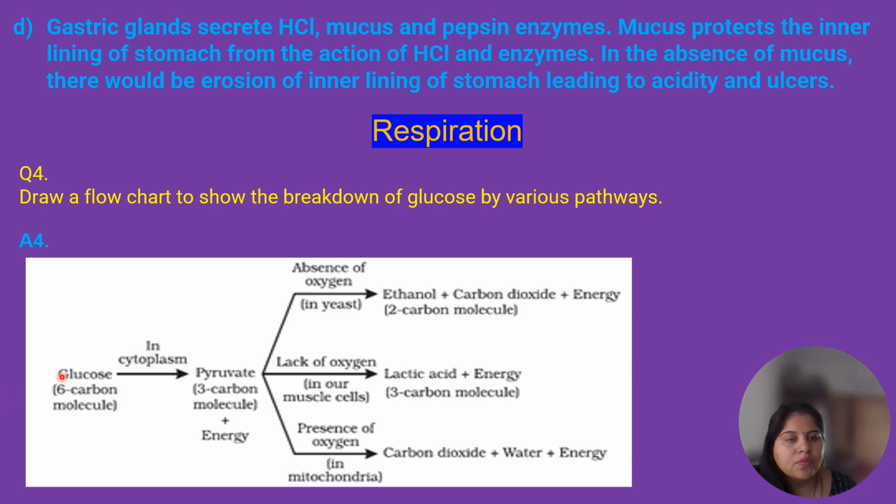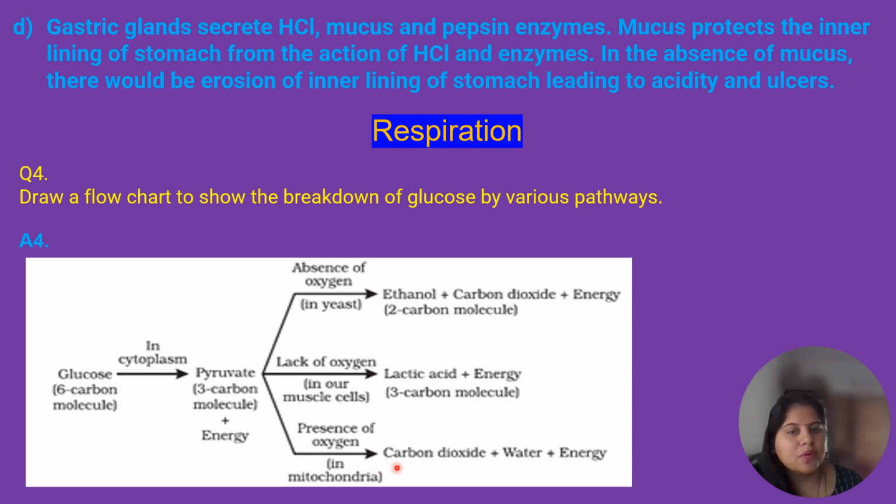All breakdown of glucose takes place inside the cytoplasm of the cell. Glucose is a 6-carbon molecule. When it starts to break down in the cytoplasm, first it is converted into a pyruvate molecule and provides energy also. This pyruvate molecule is a 3-carbon molecule. Now, in the presence of oxygen, during aerobic respiration, this process takes place in the mitochondria. In mitochondria, in the presence of oxygen, pyruvate breaks down into carbon dioxide, water and energy.